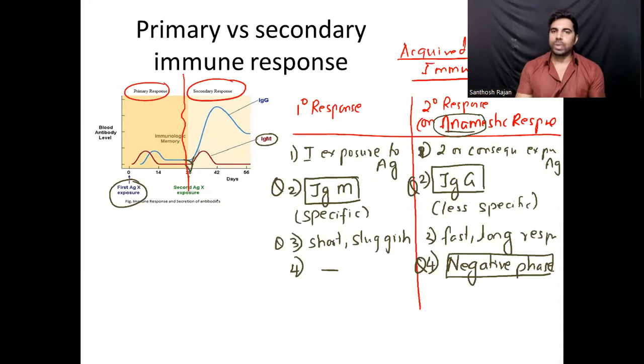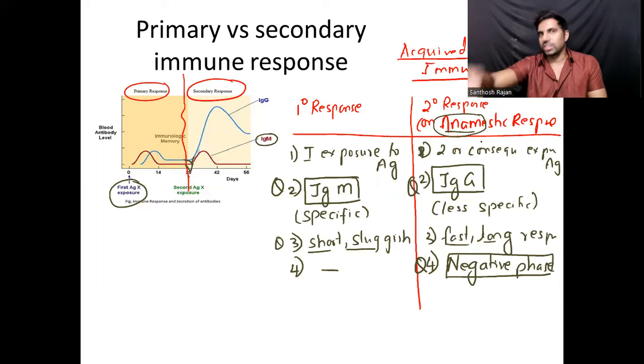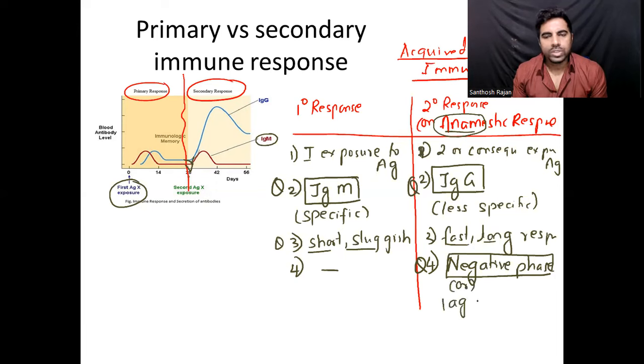So primary response: IgM, always slow and sluggish. Secondary response: IgG, fast and long, and it remains longer. Here there's a negative phase, and here there's no negative phase. The negative phase and the anamnestic response go together. Very easy, you're not going to make any mistake. Negative phase is only for the secondary response. It is also called the lag phase, lag period, all the same.